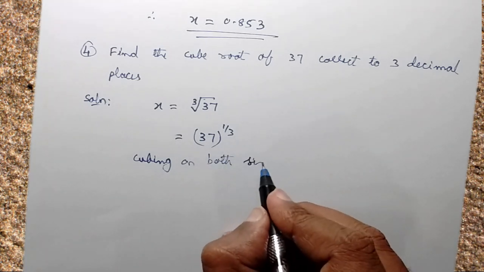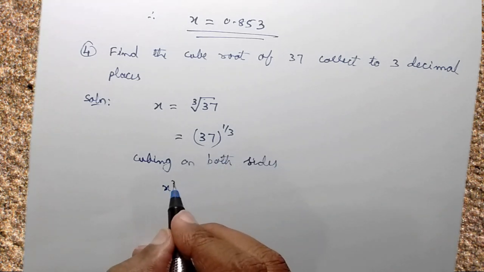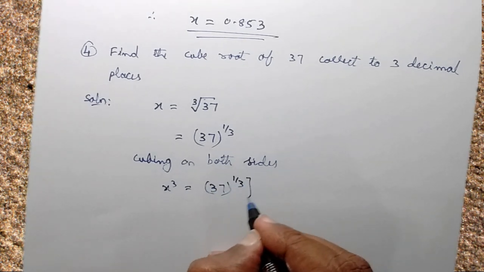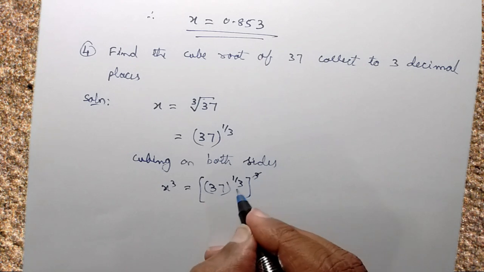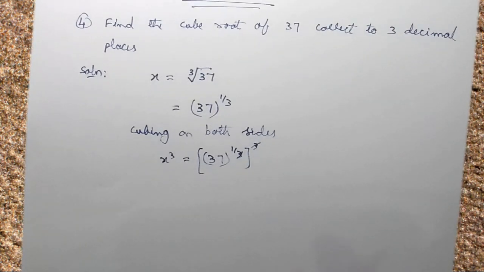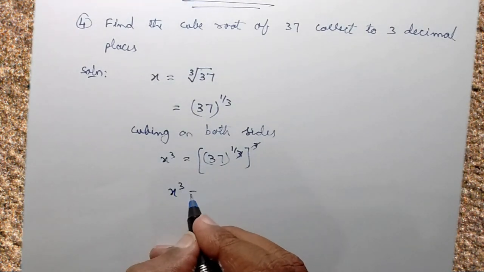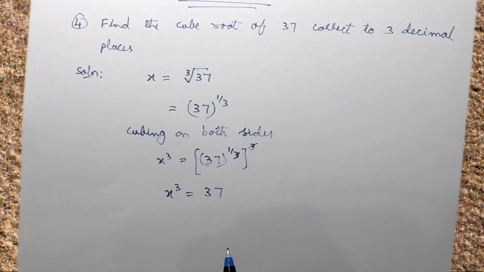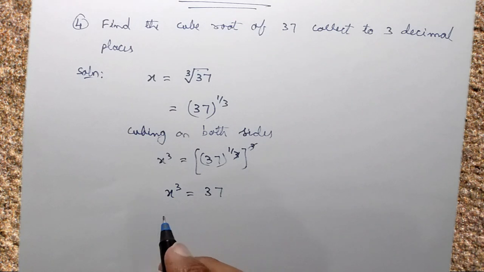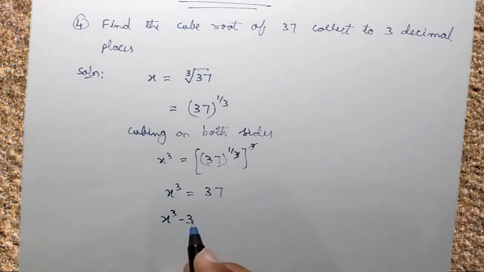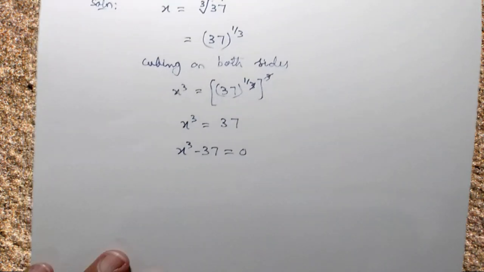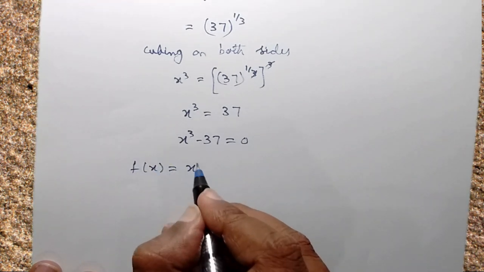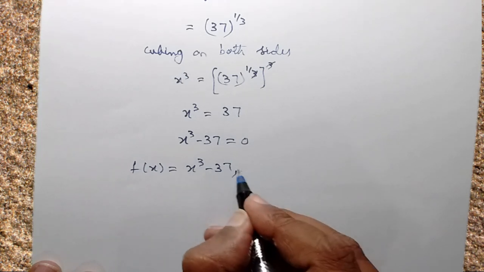Cubing on both sides, this becomes x cube over here and 37 to the power of 1 by 3, and it is whole cube. So this cube and divided by 1 by 3 will cancel out. You will be getting x cube equals to how much? x cube equals 37. Or in the form of an equation, 37 on this side becomes x cube minus 37 equals 0. So I have got the value of f of x here. f of x value is x cube minus 37.